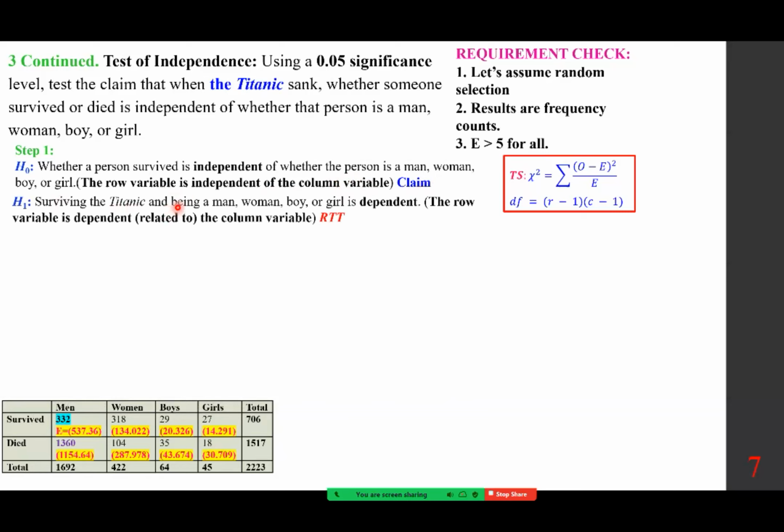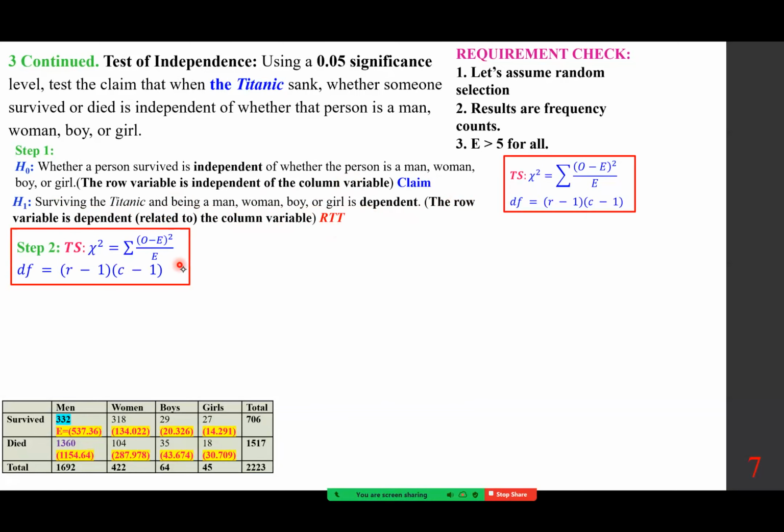H1: surviving the Titanic and being a man, woman, boy, or girl is dependent. Or you can say the row variable is dependent on or related to the column variable, and it makes it a right-tail test. With that being the case, let's calculate this.